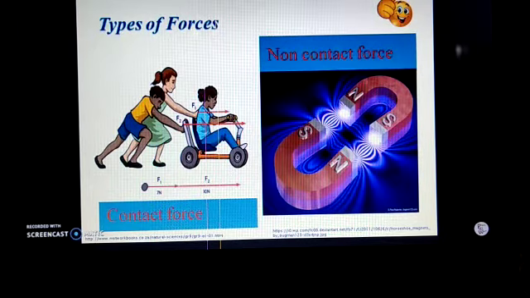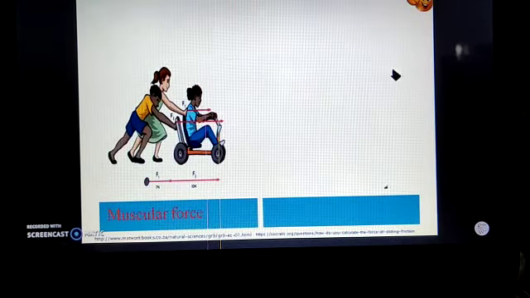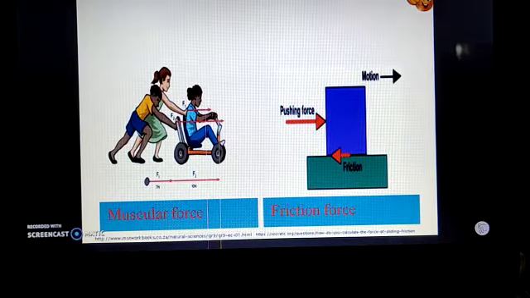So magnetic force is non-contact force. Do not confuse. So muscular force and friction are examples of contact force.